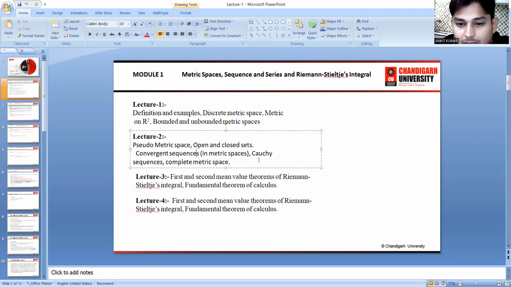After that, we will prove some of the most important theorems based on Cauchy sequences, complete metric spaces, and convergence. We will solve some examples of Cauchy sequences and complete metric spaces. We will also cover the main consequences, results, and applications of Cauchy sequences and complete metric spaces in real analysis.